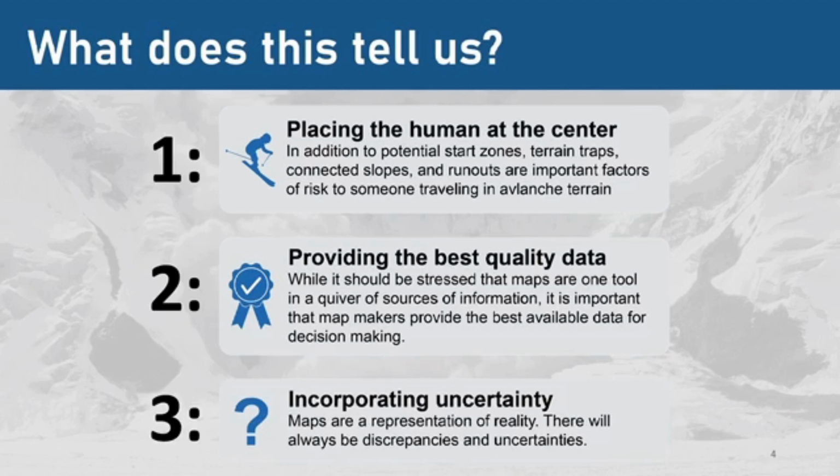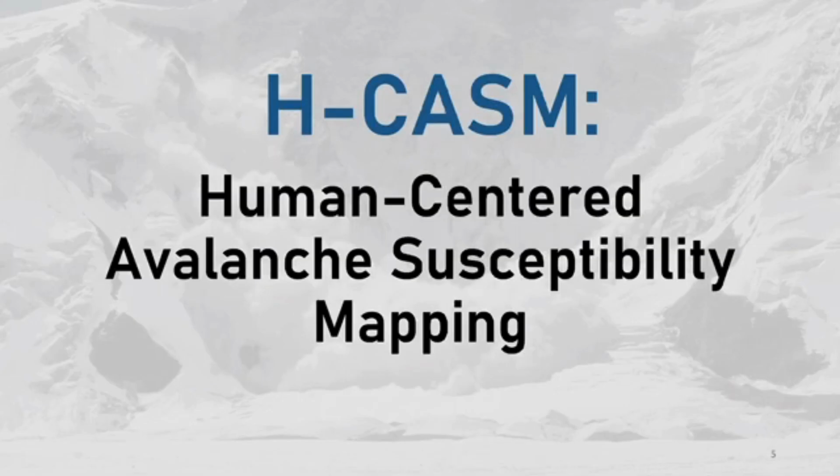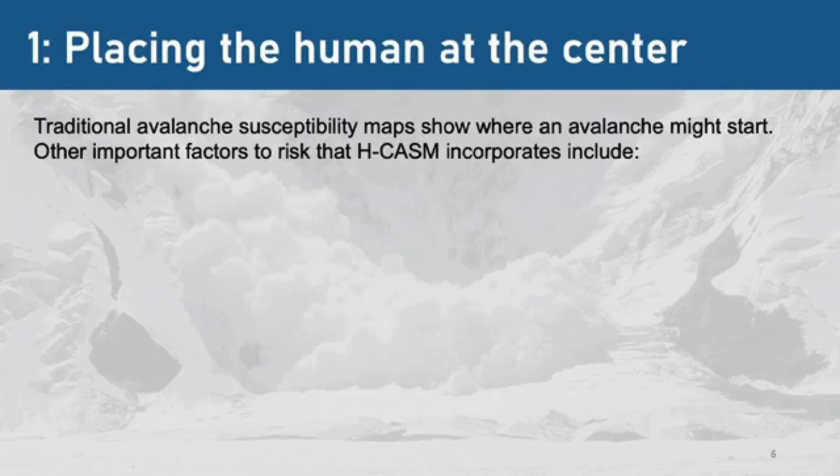And 3, incorporating uncertainty. So maps are always going to be a representation of reality. Regardless of your resolution, there's always going to be discrepancies and there's always going to be uncertainties. So that's where HCASM comes in, human-centered avalanche susceptibility mapping. So that first part, placing humans at the center.